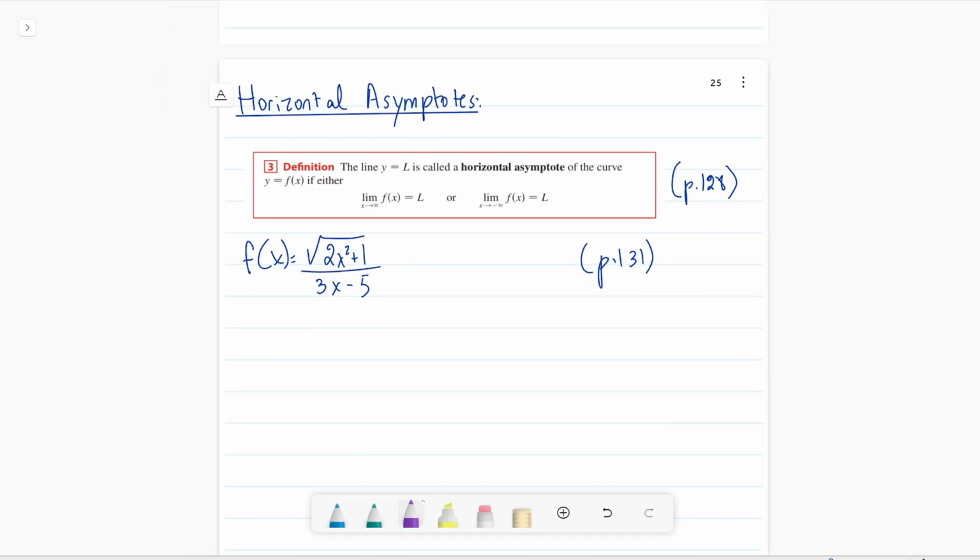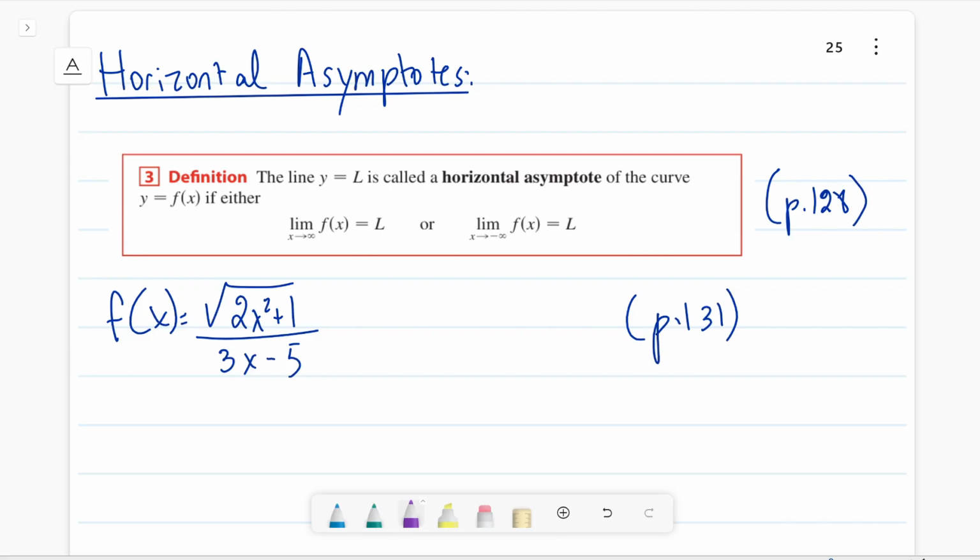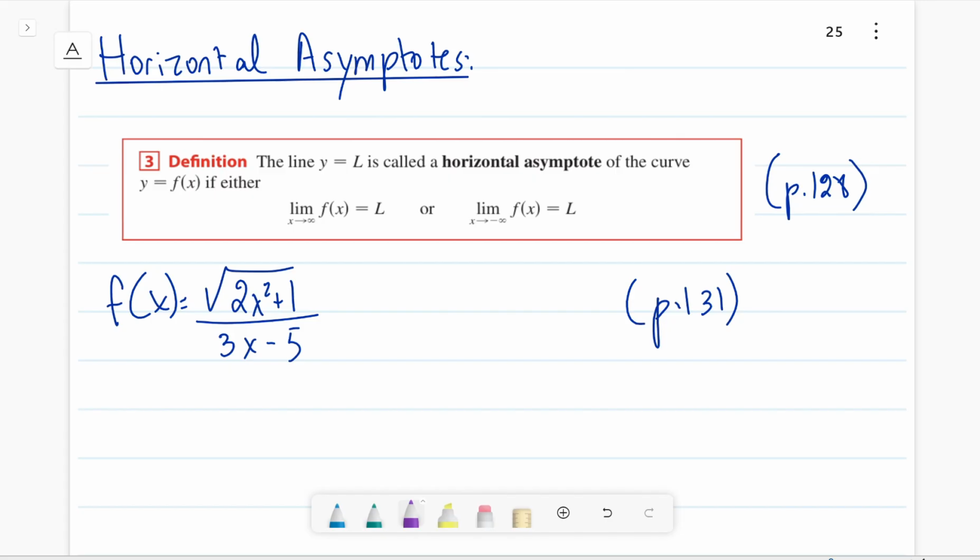Now let's move on to the final topic for today, horizontal asymptotes. The line y equals L is called the horizontal asymptote of the curve y equals f of x if either limit of f of x as x approaches infinity equals L, or limit of f of x as x approaches negative infinity equals L. So, let's take an example to see how we do this.